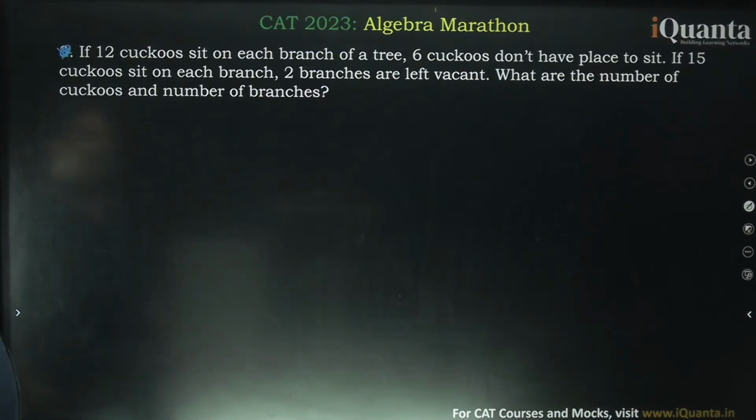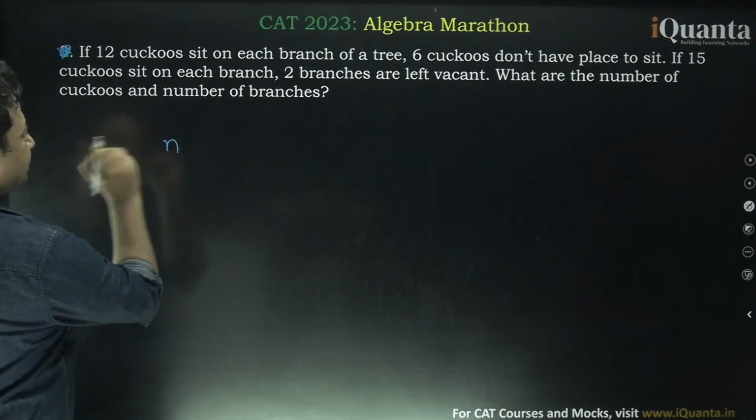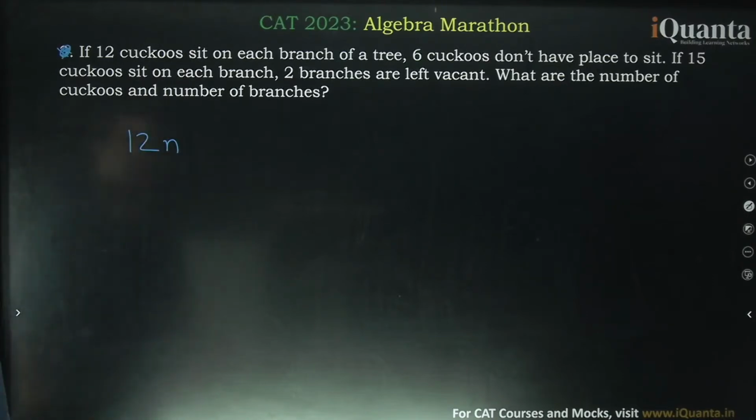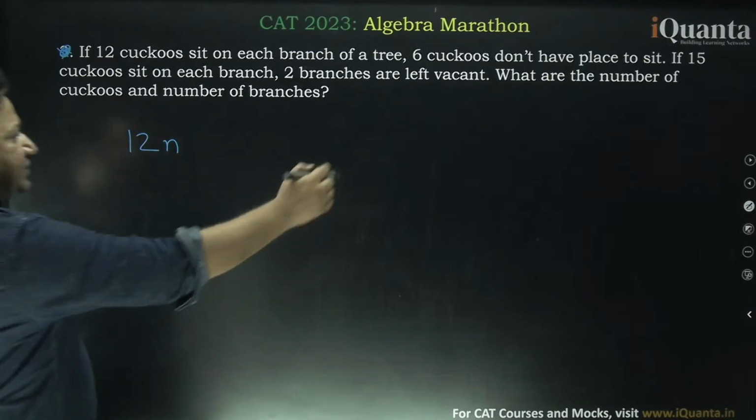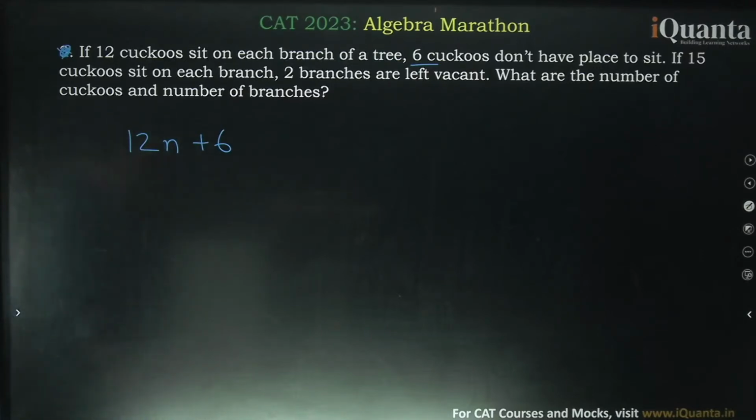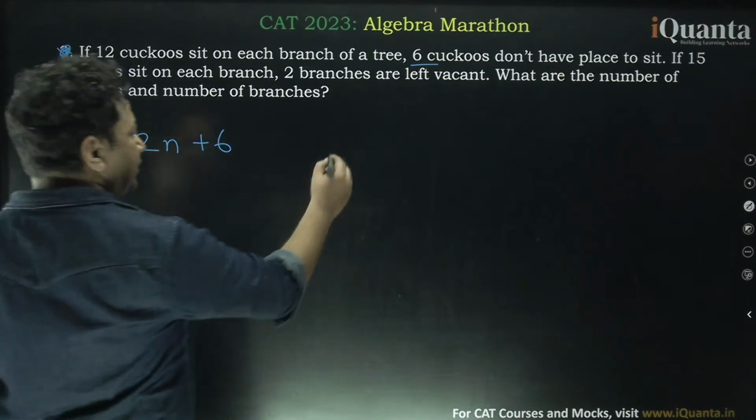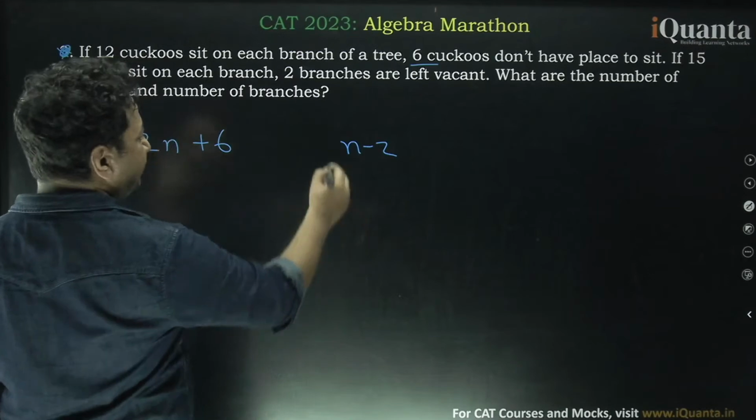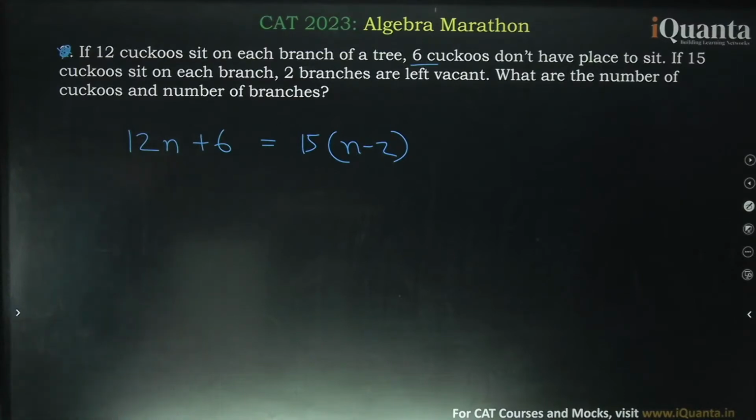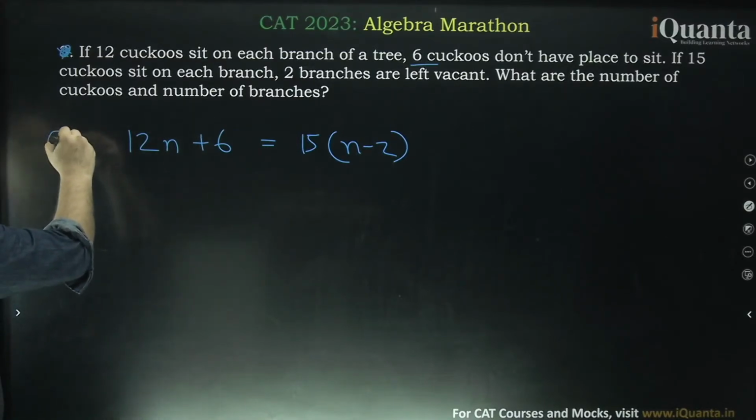So let us say there were n branches in total. 12 cuckoos sat on one branch, that means total of 12n cuckoos sat on branches. But 6 cuckoos do not have a place to sit. That means 12n plus 6 will be the total number of cuckoos, right? 12n plus 6 is the total number of cuckoos from the first condition. Second condition, if 15 cuckoos sit on each branch, 2 branches are left vacant. That means only n minus 2 branches are occupied by 15 cuckoos each. We can equate these two and get the value of n, right? I hope this is how you must have done it. This is the number of cuckoos.